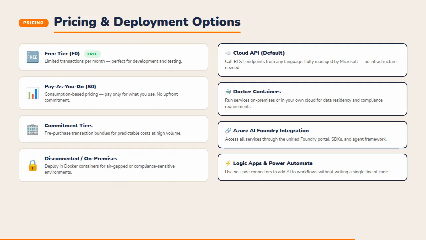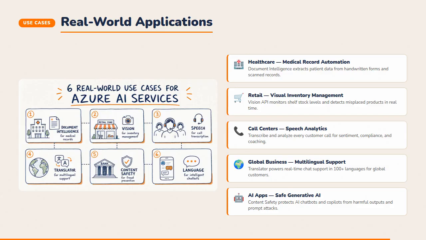And for compliance-sensitive environments, you can deploy services in Docker containers, completely on-premises or in your own cloud. Deployment options include the standard Cloud API, Docker containers, integration through Azure AI Foundry, and no-code connectors for Logic Apps and Power Automate.